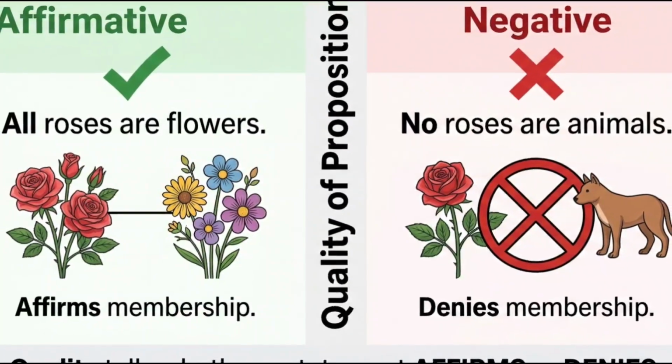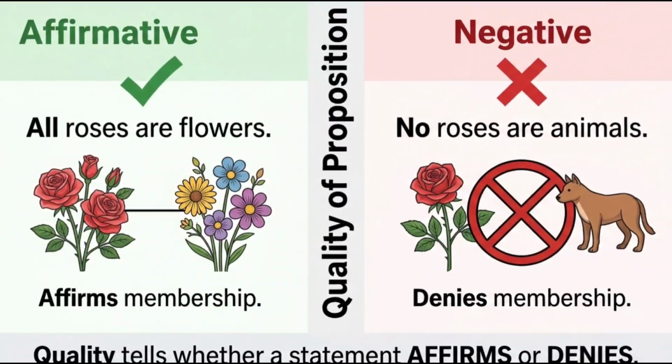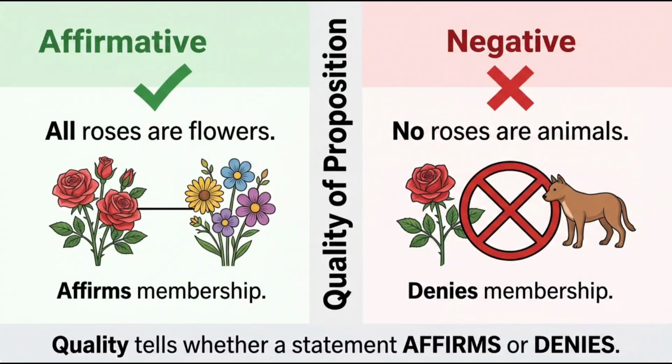The quality of a proposition tells us whether it is affirmative or negative. An affirmative proposition states that something belongs to a class. For example, all roses are flowers. A negative proposition denies that membership, such as no roses are animals. Quality simply tells us whether the statement affirms or denies.